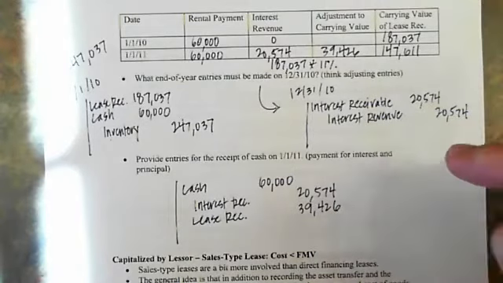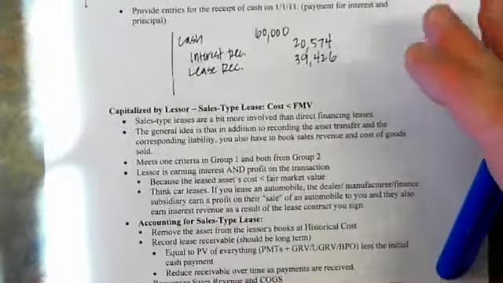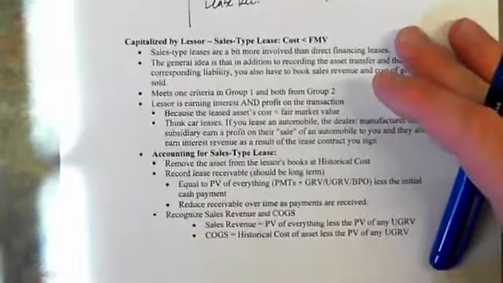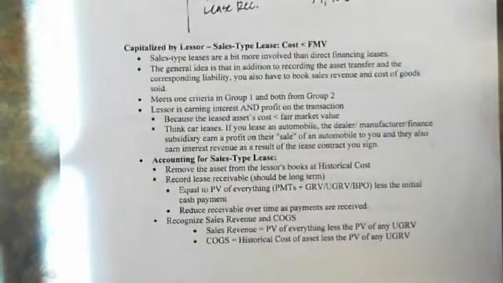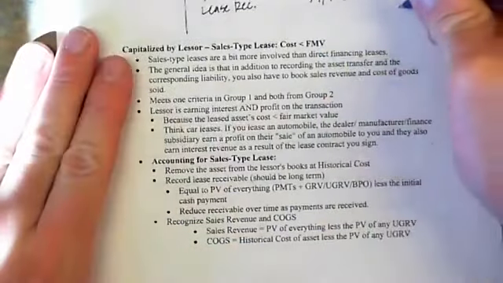that is interest. The second type of lease that can be recorded by the lessor is a sales type lease. And that occurs when the cost is less than the fair market value. So for a sales type lease, they're going to be a little bit more involved. But the general idea is that since the fair market value is greater than COGS, right?